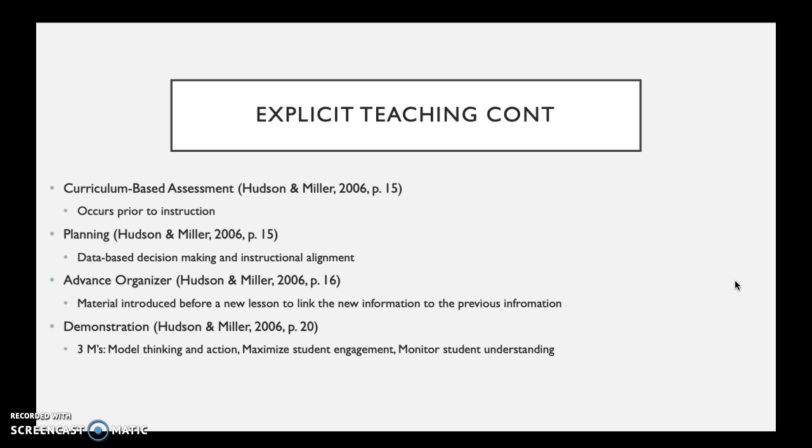Next is demonstration. This is where those 3 M's come to play that I mentioned earlier. The 3 M's are model, thinking, and action. This is showing the students the thought process needed to solve a problem. Next is maximizing the student's engagement. This engagement happens through verbal communication. This can be through prompting the student and asking questions. The last M is monitoring the student's understanding of the topic. This again is through those verbal communications, or the looks on the students' faces to see if the students are actually understanding the topic.